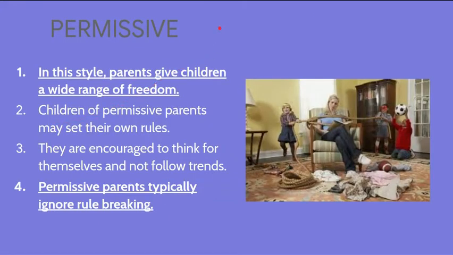The last parenting style that we're going to look at is the permissive or the passive parenting style. In this style, parents give children a wide range of freedom. They have very, very little rules. In fact, the kids may actually set their own rules.